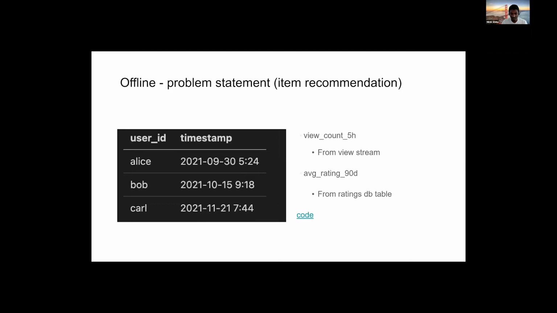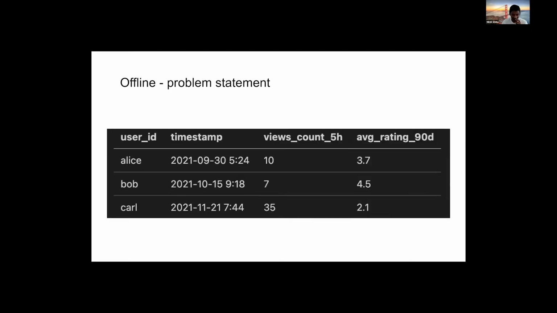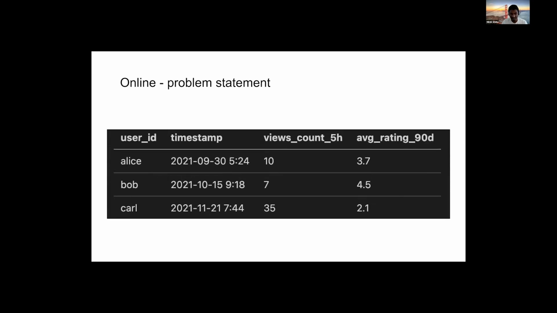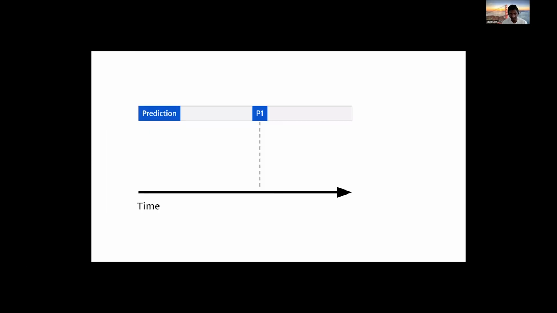So what Zipline needs to do offline is look at that source data and enrich the input, enrich your list of user IDs and timestamps with all the features, right? And online, it's the same thing. We need to produce the same values. So if you were to ask for Alice's features at this point in time, you need to respond with the results. So that is essentially the simplified problem statement.